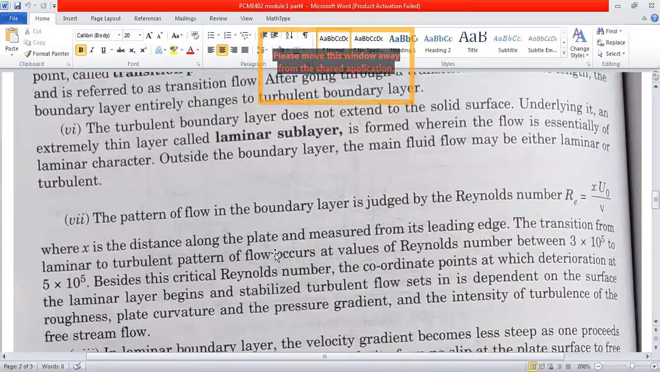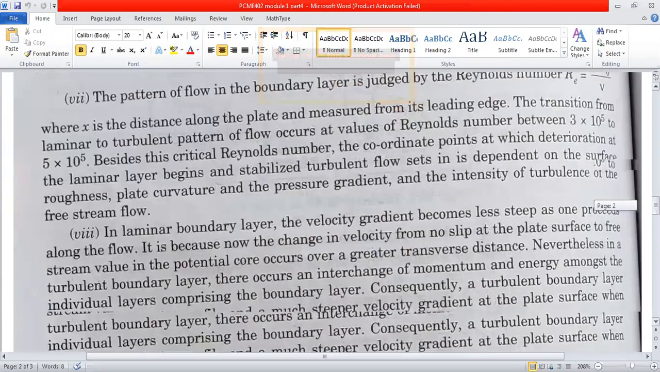Where x is a distance, and we know that nu is the kinematic viscosity. The x or L or D. So we write here Reynolds number equals rho V d by mu, that is V into D by nu. And here we can also write L, distance or diameter, so length is x. Okay, the transition from laminar to turbulent pattern of flow occurs at certain values of Reynolds number, it depends on Reynolds number, we all know.